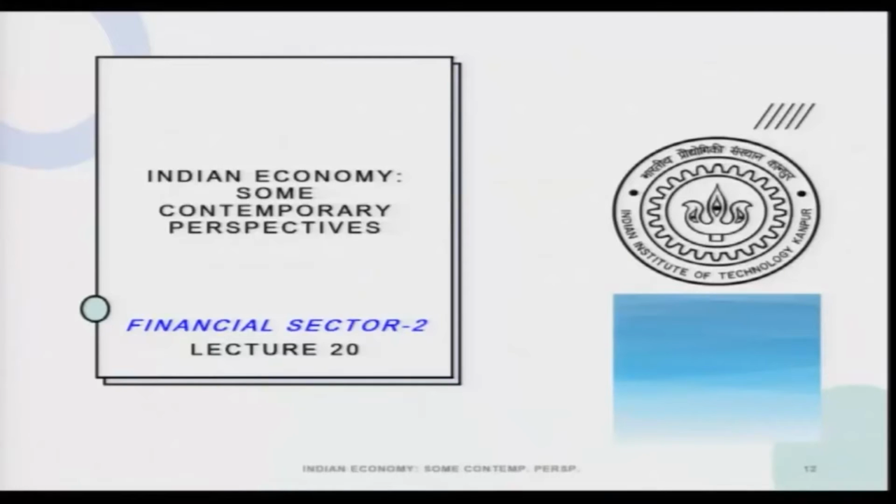So let's start. We will now be talking about the financial sector, part 2. So lecture 19, this is in continuation with lecture 19. Lecture 20 will be focusing on the financial sector part, how we have gone through changes in the banking sector. Right now, in the financial sector component, we are covering the banking sector, and then we will have the different segments covered later.